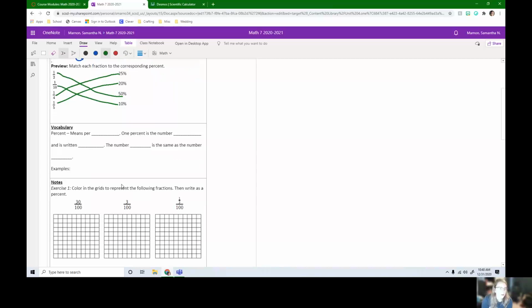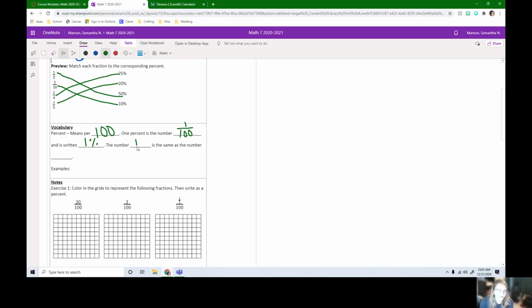So for percent, per cent means per. If you speak another language, cent means 100. So it means per 100, so for every 100. So 1% is the number 1 out of 100, right? We know that fraction is per, 1 per 100. And we write 1% as 1%, like that.